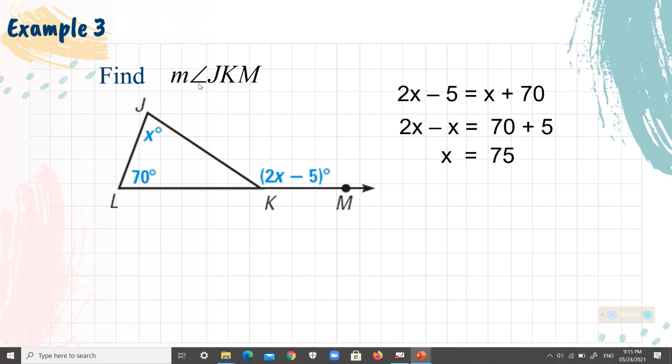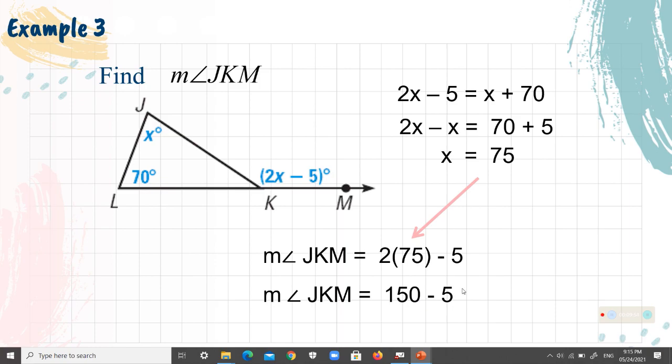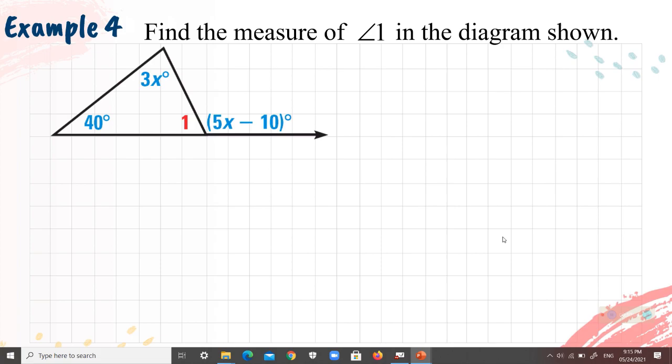But you are going to look for the measure of angle JKM, so you haven't finished yet. You are going to substitute 75 in place of x. So the measure of angle JKM is equal to 2 times 75 minus 5, which is equal to 150 minus 5. So the measure of angle JKM is equal to 145 degrees. Okay, question? So let's now proceed with number 4.